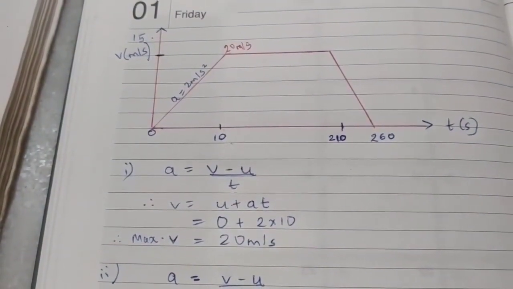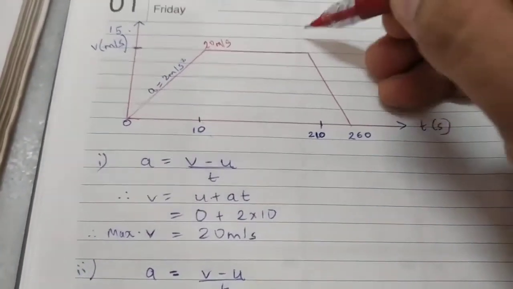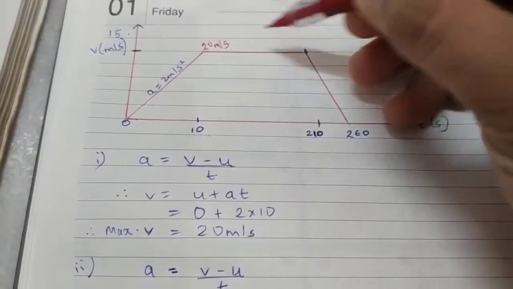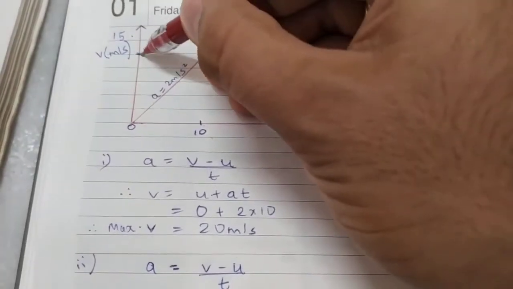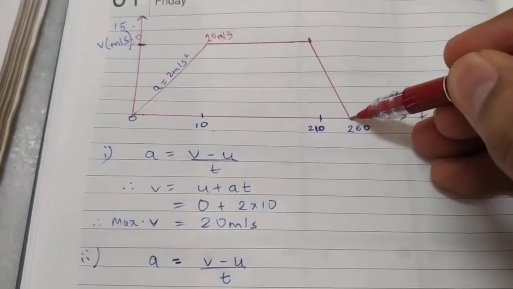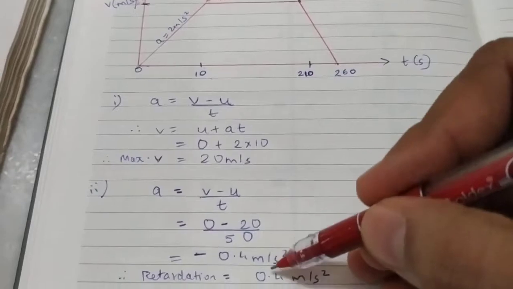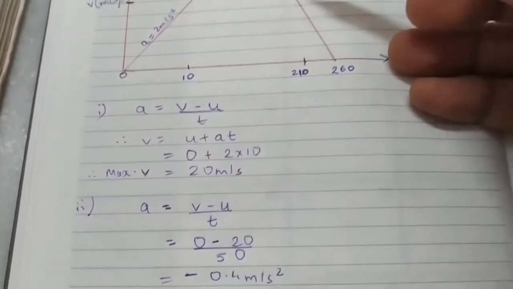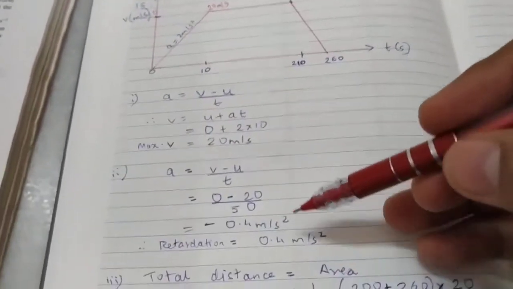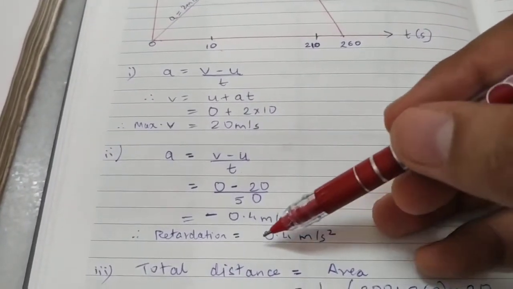Next, they want us to find the retardation. Again, the formula is a is equal to v minus u upon t. But what was the initial velocity here? Of course, it was 20. That's what we found out. And what is the final velocity here? 0. And what is the time? 50 seconds. So substituting these values, I get acceleration for the negative slope here as minus 0.4 meters per second square. But retardation, we write it positively.